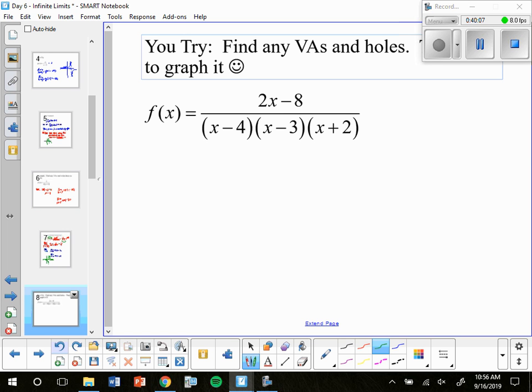This is a fun looking graph. It is. And this is not a parent function, but we can use our limits, intercepts and holes to get a pretty good sketch of it. This is harder than what I've asked you to do before.